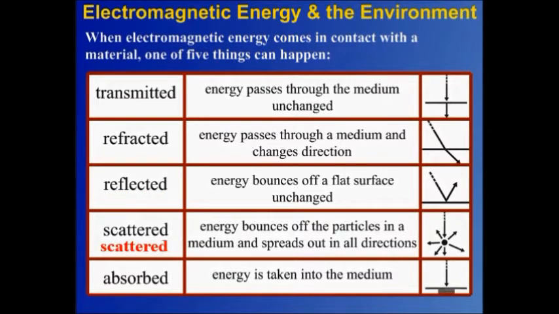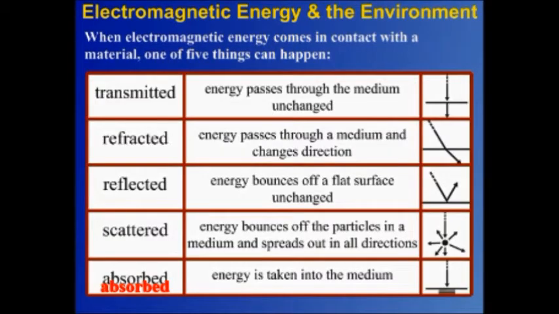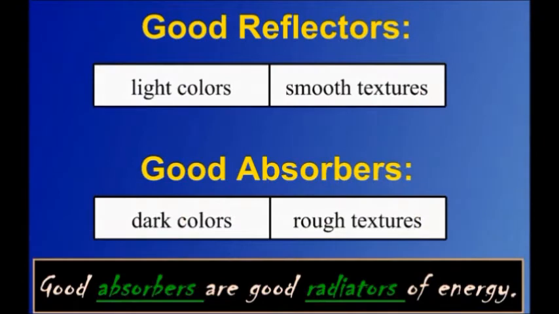The fourth thing is that the energy can be scattered, and that's when energy bounces off the particles in a medium and spreads out in all directions. Now this is similar to reflection, except instead of bouncing off of a flat surface, it's going in many different directions. And the last thing is that the energy can be absorbed, and that's when the energy is taken into the medium. Now there are some characteristics of a material that will determine whether it's going to be a good reflector or a good absorber.